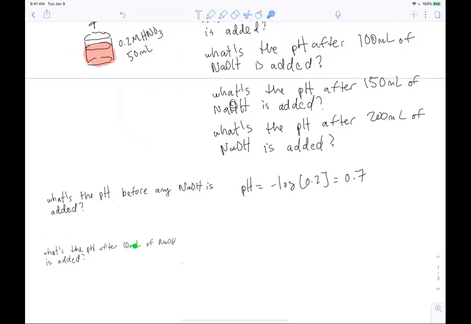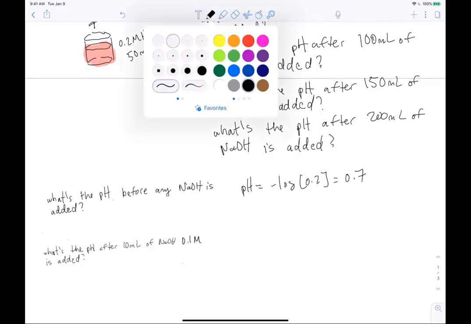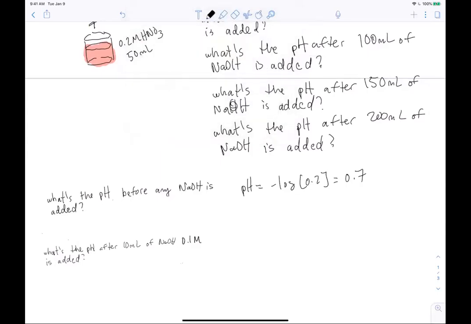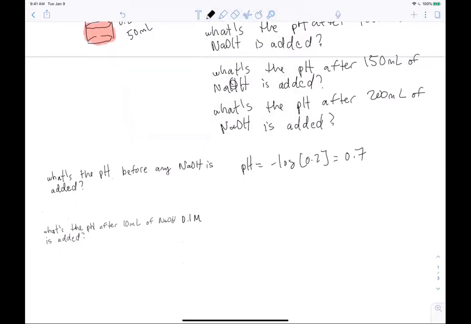So now we've added 10 milliliters of sodium hydroxide. Remember, this is a 0.1 molar solution of sodium hydroxide. And so now we have 60 milliliters there. But before we deal with any of the volume, the proper thing to do, I think, is to look at the neutralization reaction that we have here, not HCl.